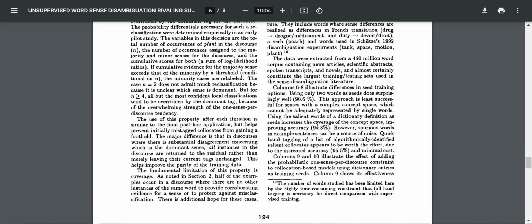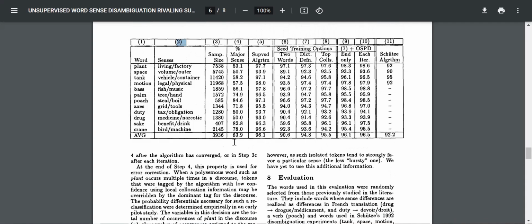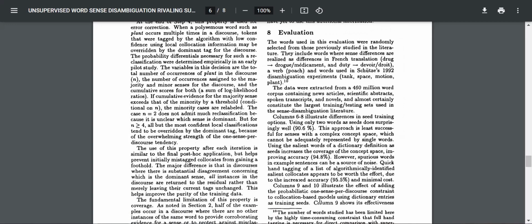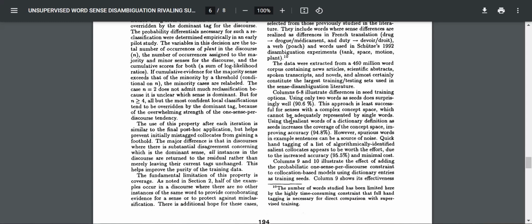Alright, 90.6%. Then you have using a dictionary definition or using the top collocations. This approach is at least successful for senses with a complex concept space which cannot be adequately represented by single words. Using the salient words of a dictionary definition as seeds increases the coverage of the content space, improving accuracy to 94.8%. However, spurious words in example sentences can be a source of noise.